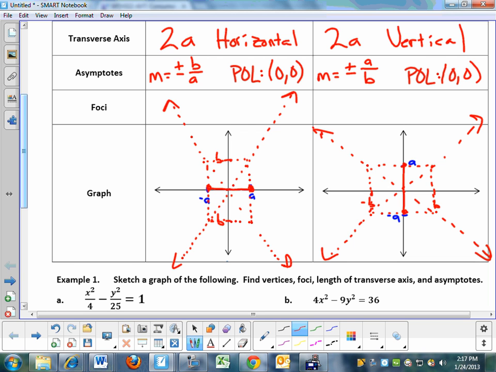Okay, then the last part is the foci. The foci will be, in this case, plus or minus C, 0. And in this case, it will be 0, plus or minus C. The way we get it, we do C squared is equal to A squared plus B squared. So, just Pythagorean theorem.